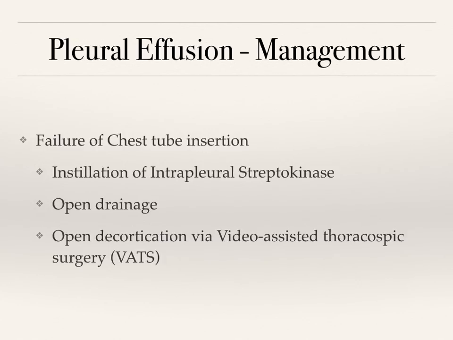While if there will be failure of chest tube insertion, the following might be important things to do. First is the instillation of intrapleural streptokinase, doing an open drainage, or to some extent, an open decortication via video-assisted thoracoscopic surgery or VATS.